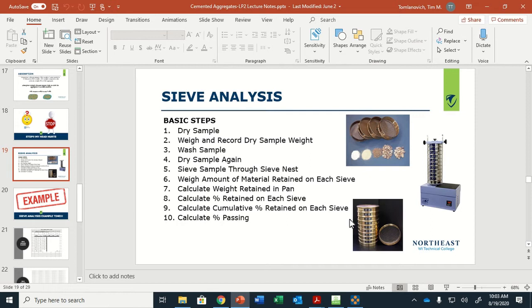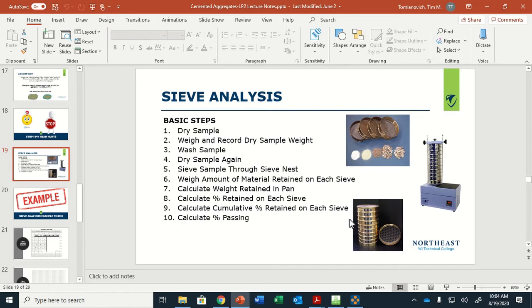So the first step, we're going to grab a sample based on ASTM D75, and then we're going to reduce it to a certain size based on the aggregate. We're going to dry the sample, weigh and record the dry sample weight, wash the sample, dry again, sieve the sample through the sieve nest, weigh the amount of material retained in each sieve, calculate the weight retained in the pan, calculate percent retained on each sieve, then calculate cumulative percent retained on each sieve, and then calculate percent passing. Okay, so that's a really quick summary of the steps.